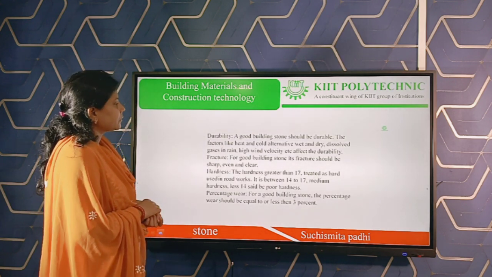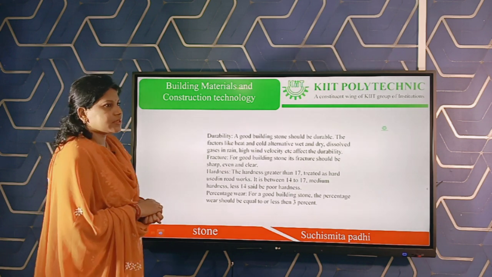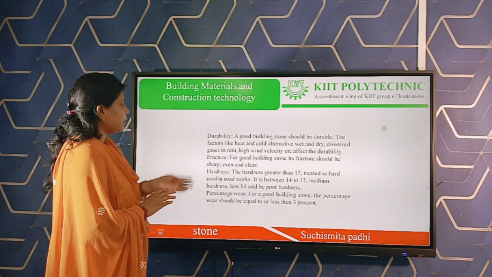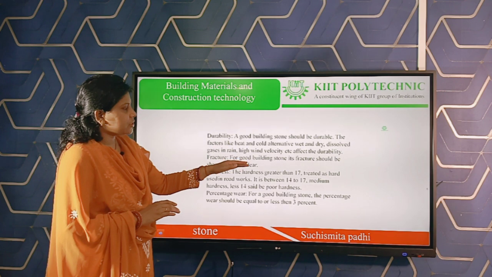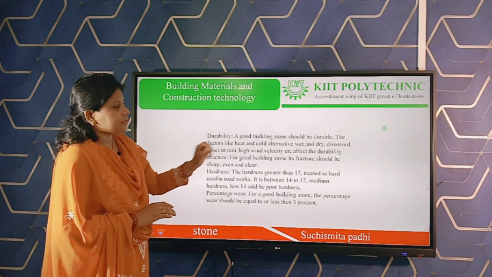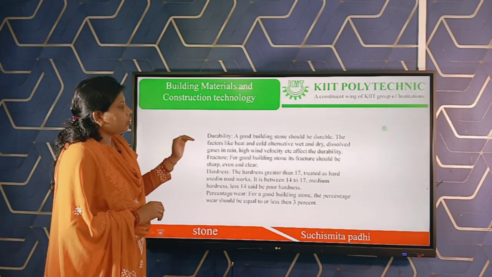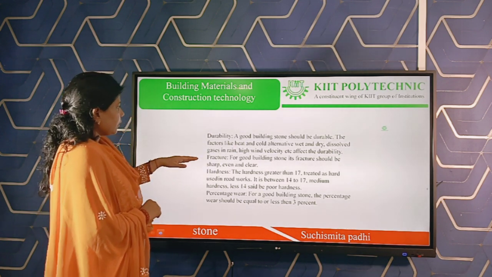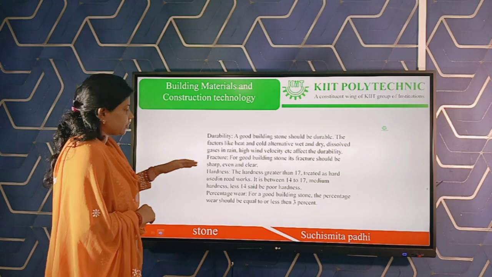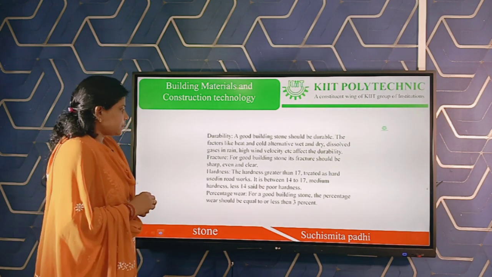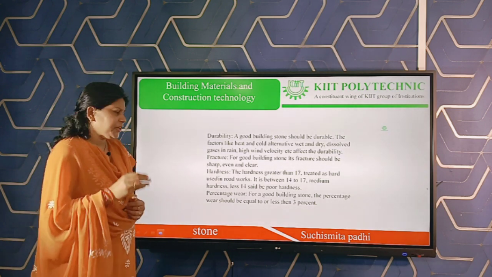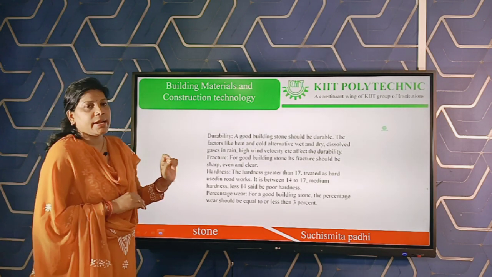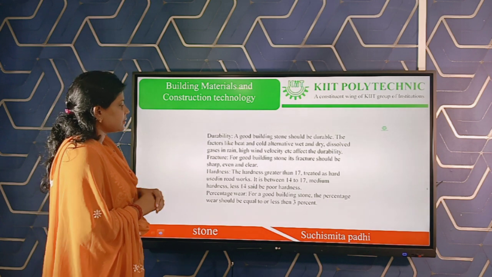Next is durability. A good building stone should be durable, meaning it can resist heat and cold, alternate wet and dry, gases in rain, high wind velocity, which affect durability. It can resist all the up and down effects of weather. Next is fracture. Good building stone's fracture should be sharp, even and clear.